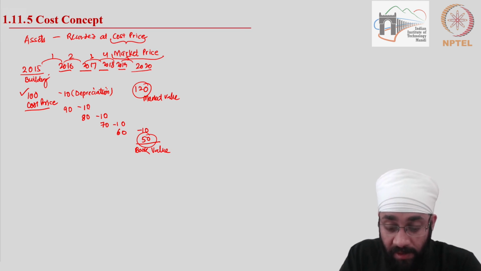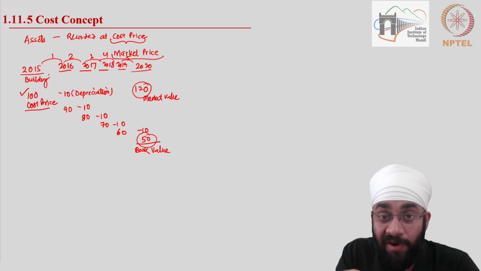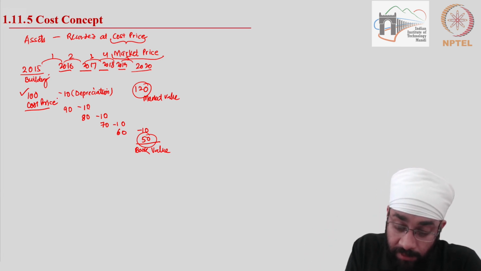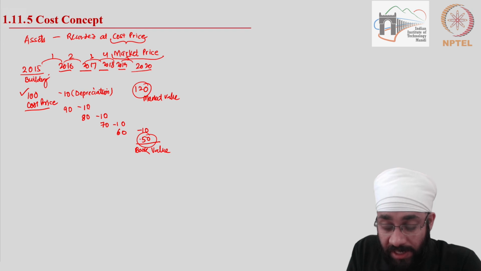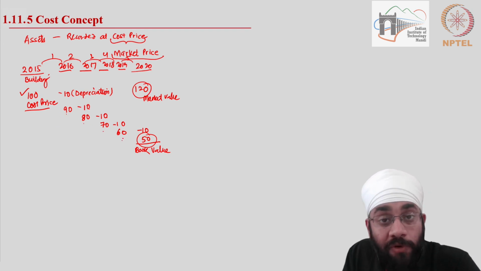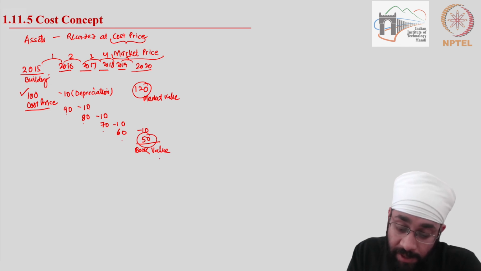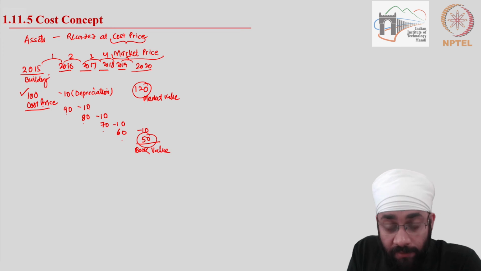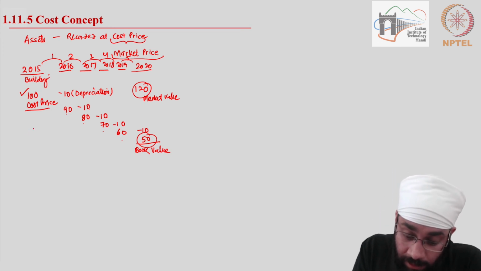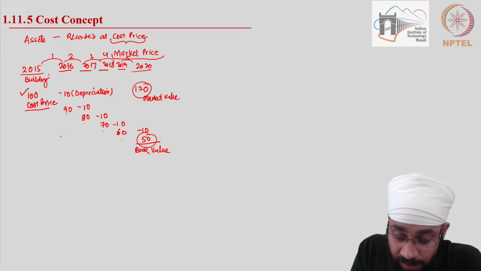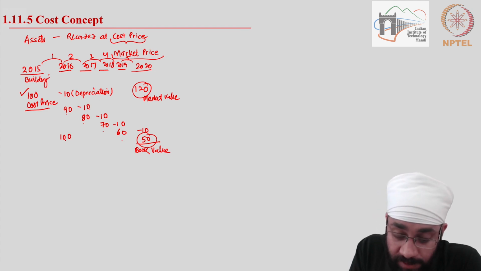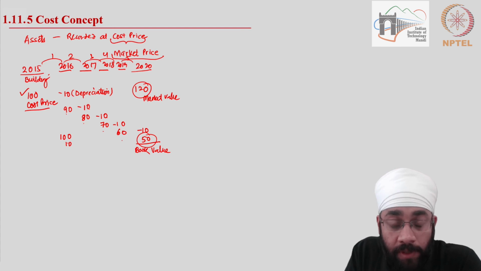Charged is a typical word which we use while recording the transaction in the books of accounts. You will get familiar with it. So 10 rupees as depreciation is being charged. And then every year, you have a new book value for the building. So every year we are going to say, in 2016, 100 was the cost price and depreciation was 10.